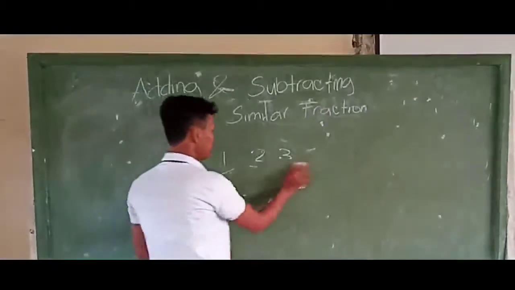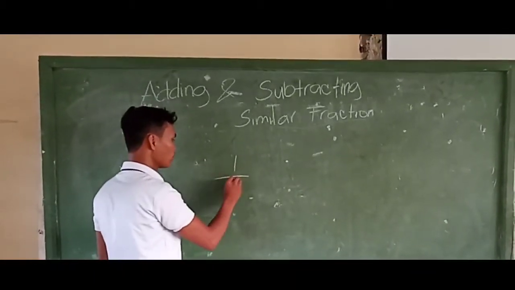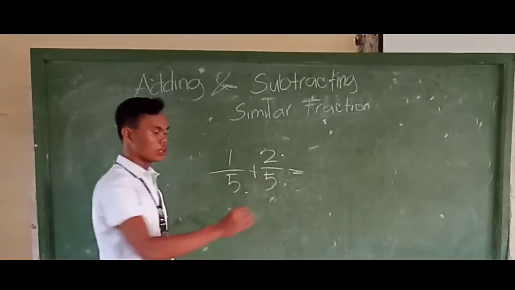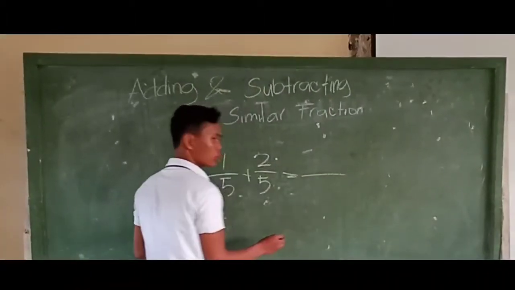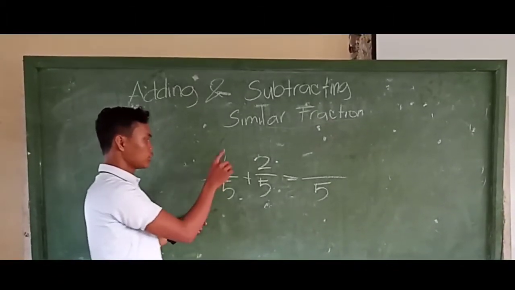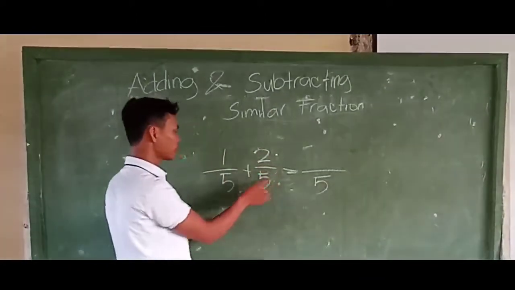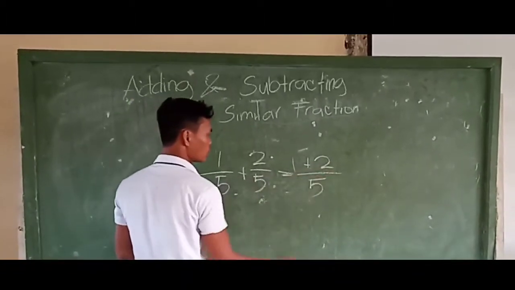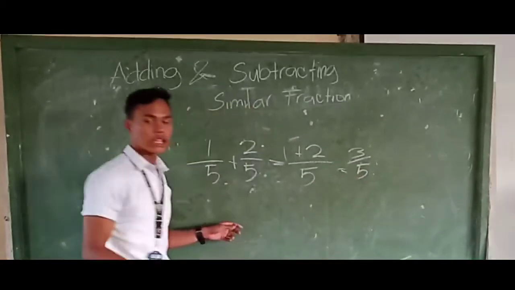Now, in adding similar fractions, for example, 1/5 plus 2/5 equals. Of course, they have the same denominator, so you can put the denominator here. And then, the numerator of the first fraction and the numerator of the second fraction, you need to add them. So, 1 plus 2 equals 3/5. So, that's very easy.